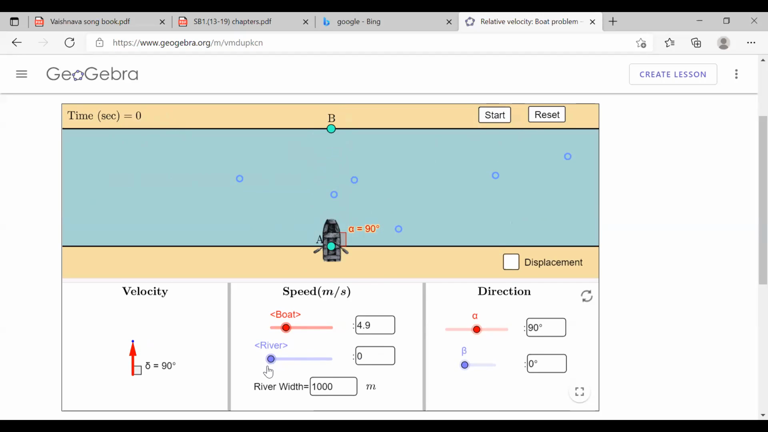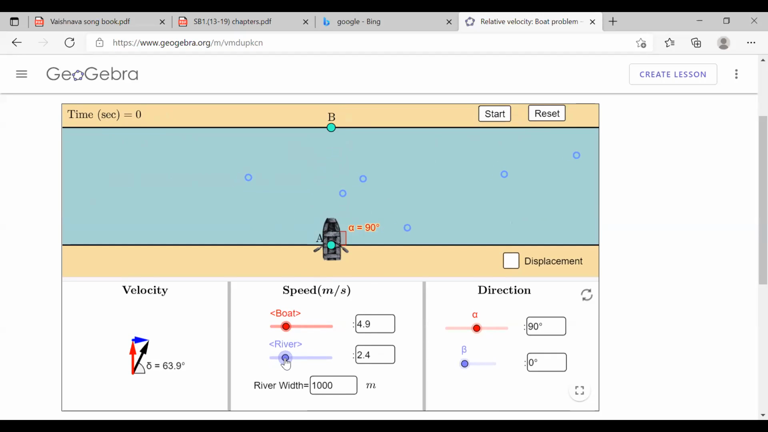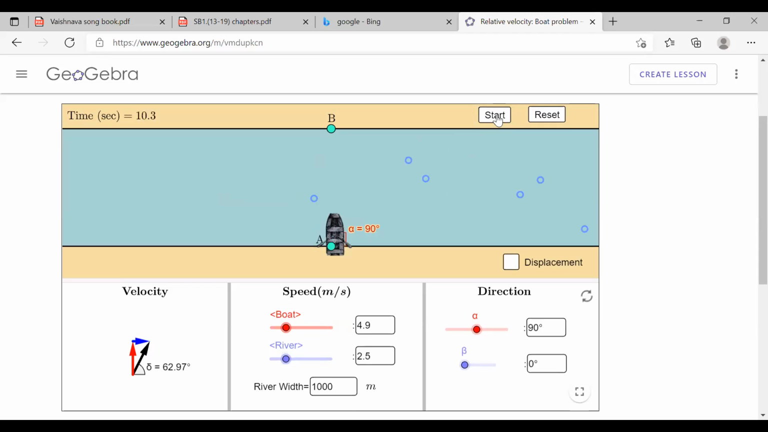Now I'm keeping the river velocity. How much? 2.5. Now the boat direction will deviate, sir. It will not reach B. Now let us see. Are you able to see it? Yes, sir. Now the boat is not able to reach B. It will reach some other point on the other bank.